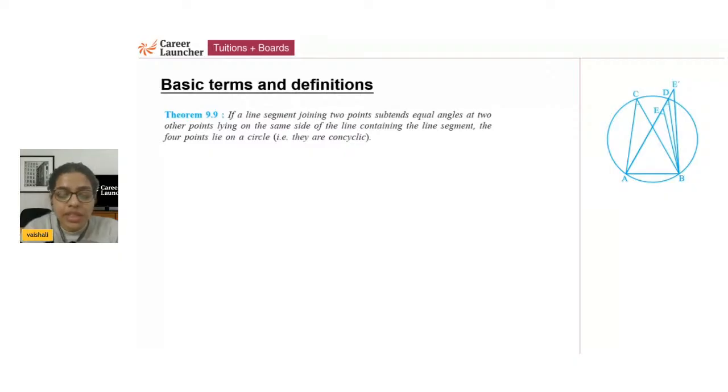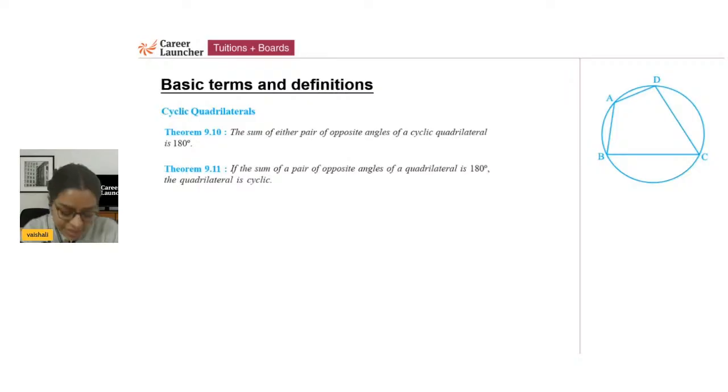What is the next thing? That if a line segment joining two points subtends equal angles, like my angles AEB, ADB and the other one AE dash B, if all these angles are equal, it in short means that all the 4 points lie on a circle. Now just remember that whenever the 4 points lie on a circle, we also call them concyclic. Okay, so this is the next point which is important. Now we have looked at 3 theorems so far. The next one is very important, cyclic quadrilaterals.